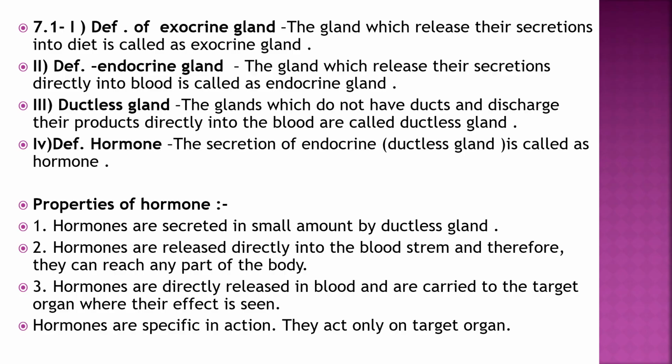So what is an exocrine gland? There are two types of glands. The exocrine gland is the gland which releases its secretions into a duct. They are called exocrine glands. Examples are the pancreatic gland or gastric glands.